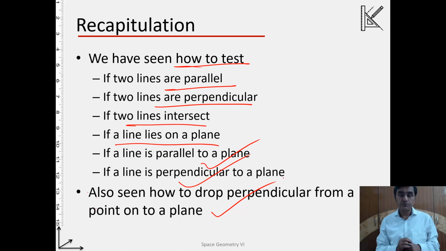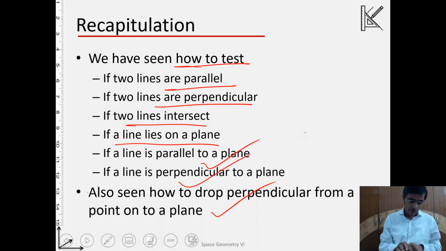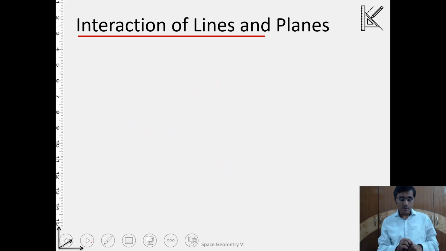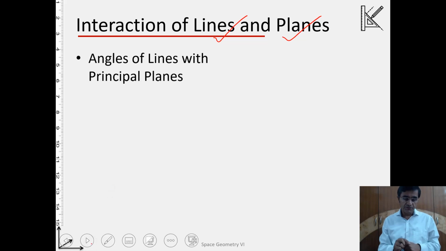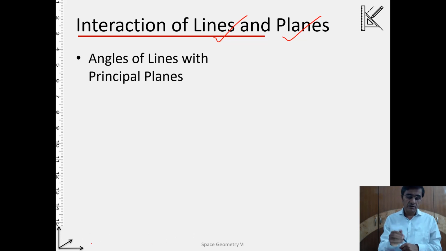Finally, in our last lecture, we had seen, given a point, we want to drop a perpendicular onto a plane, how to do that. So having done all this, we will take this discussion further, and still our discussion will revolve around lines and planes and their interrelationships. In that, the very first discussion that we'll do is about, can we determine the angles of lines with principal planes? What is the meaning of this?